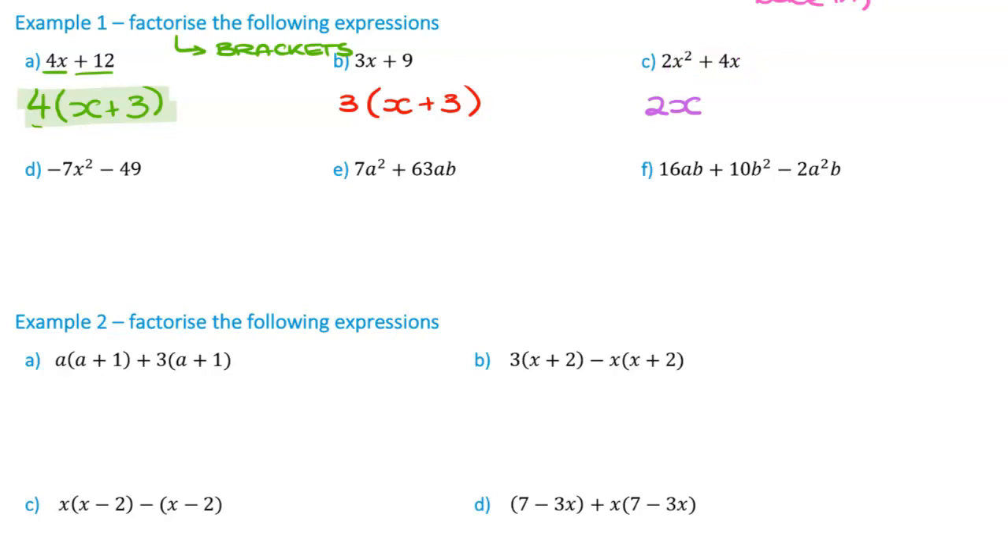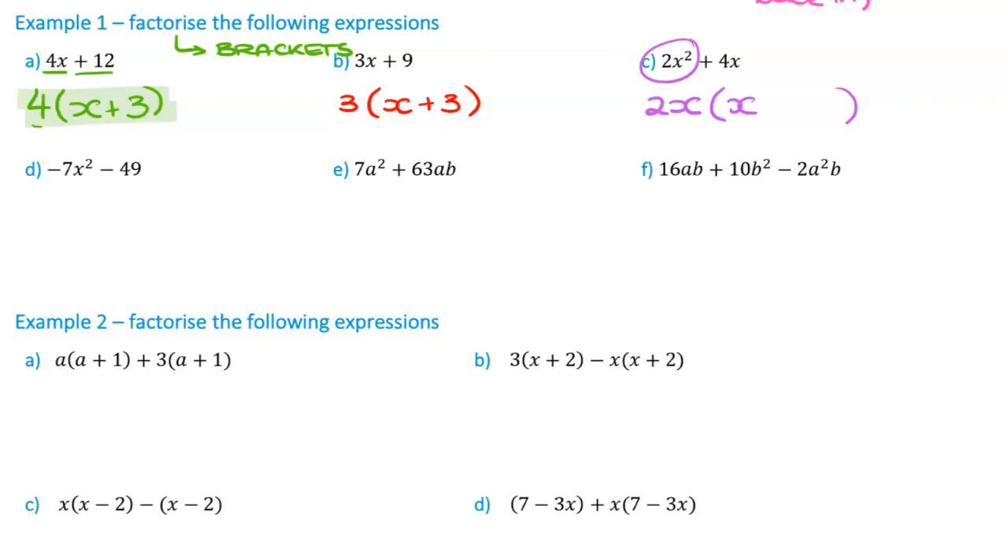If I put an x squared out the front of my brackets, it wouldn't work when I was building my 4x, because 2x squared times something is not going to give me 4x. So that's why we only need a 2x there. 2x times something is going to give us 2x squared. That's going to be x. 2x times x is 2x squared.